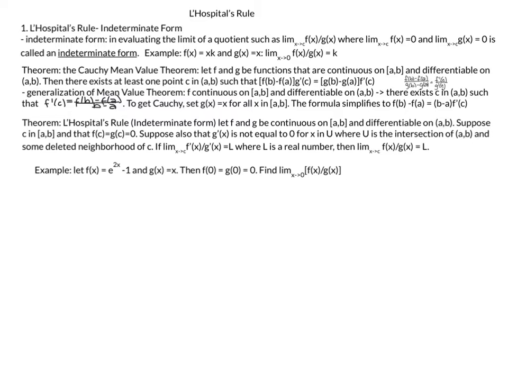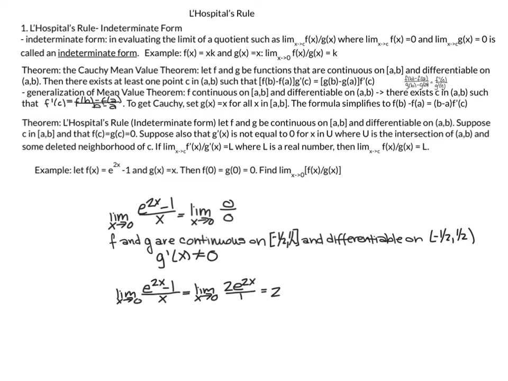Our next example is f of x equals e raised to the 2x minus 1, and g of x equals x. You can verify that f of 0 and g of 0 are equal to 0. So we want to find the limit as x approaches 0 of f of x divided by g of x.